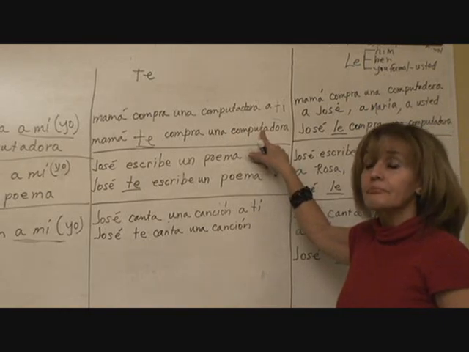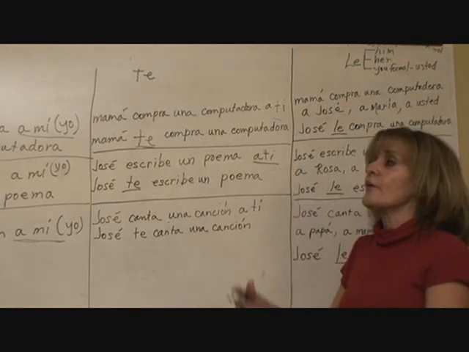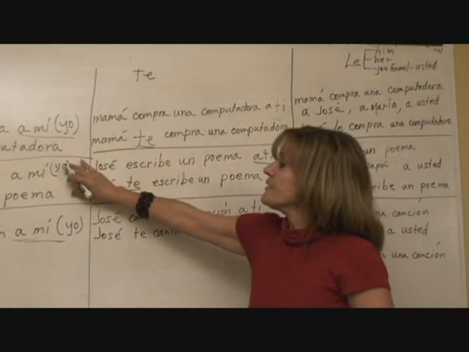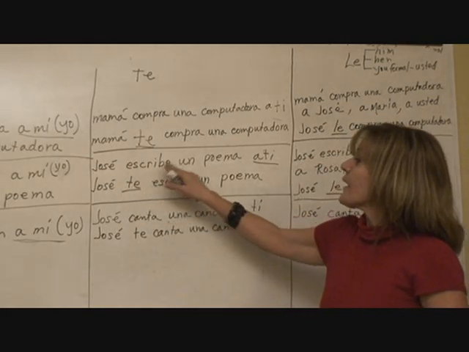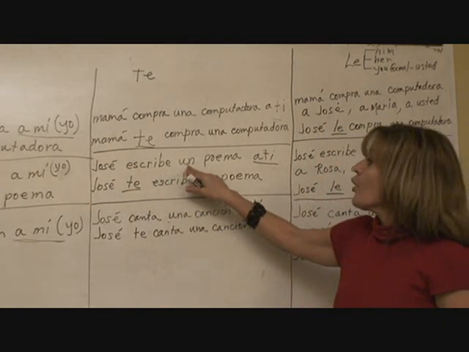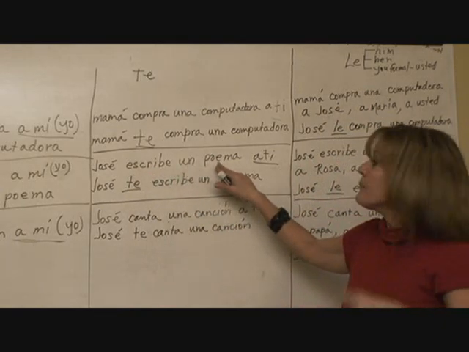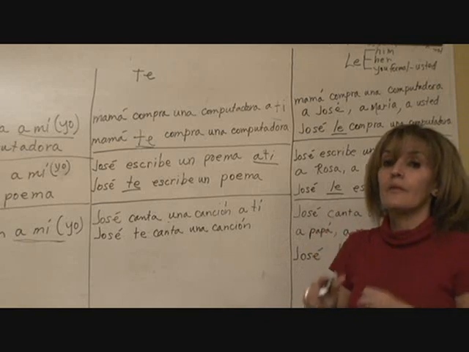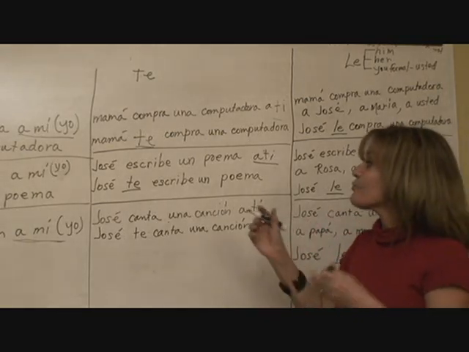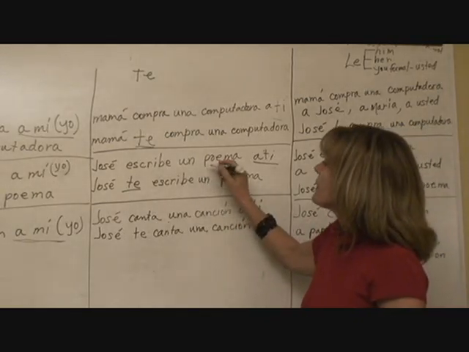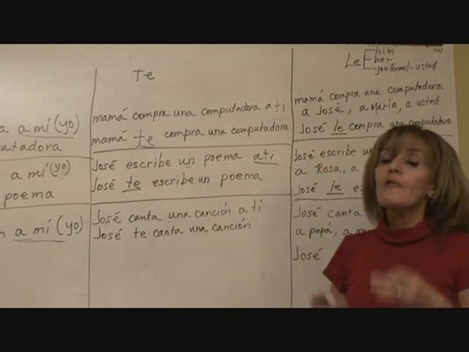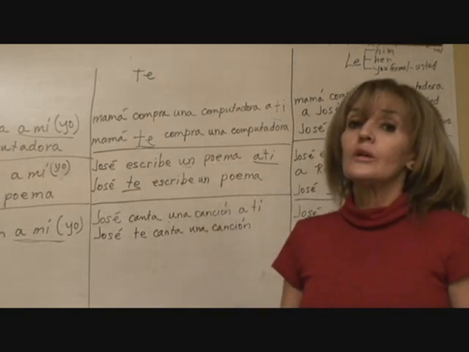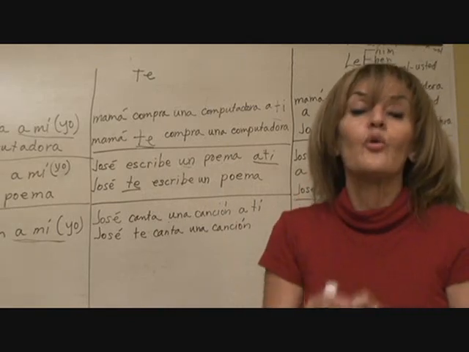See that? Let's do the next example, which is the same as what we did before. José escribe, he writes, un poema, a poem, a ti. José writes what? He writes a poem. So poema is the direct object. And where is this poem going? You're lucky. It's going to you, a ti.